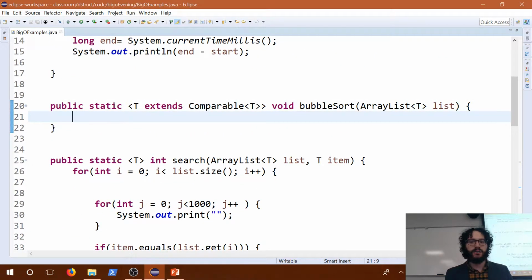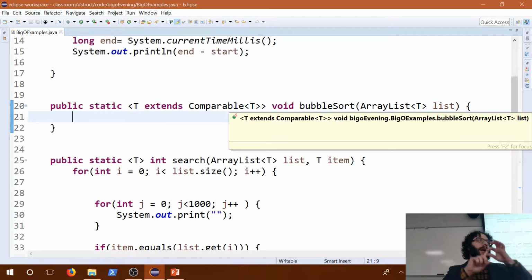So this bubble sort will be able to, it's one method, and this is where the power of generics really comes in handy. It's one method that will sort doubles, arrays. So it will sort doubles. It will sort integers. It will sort characters. It will sort strings. It will sort anything that can be sorted.